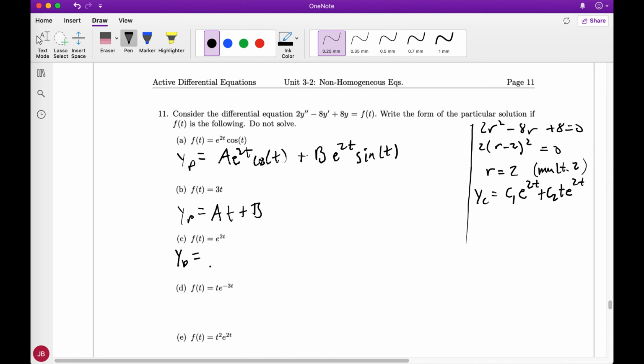Now, here's where things get a little bit interesting. Our guess is going to be, at the very top of that chart, a e to the 2t. But now you see that a e to the 2t is represented right here, a constant times e to the 2t. So I need to hit it with a factor of t. But now you go back and ask, is this represented in my complementary? Yes, it's right here. So you have to multiply by another factor of t. And so it's actually a t squared e to the 2t.